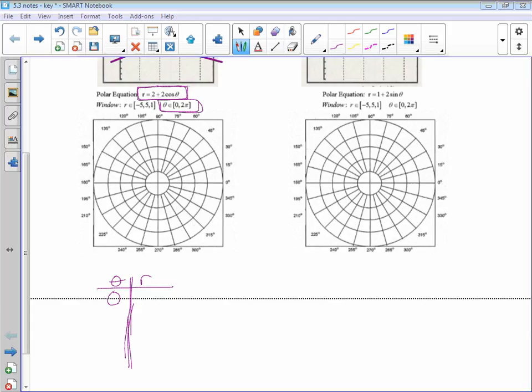All right, so we're plugging in our theta. When you plug 0 into theta, what is the cosine of 0? 1. So you have 2 plus 2 times 1. So what do you get? 4. Okay.